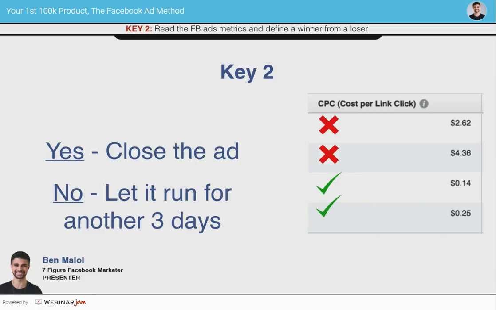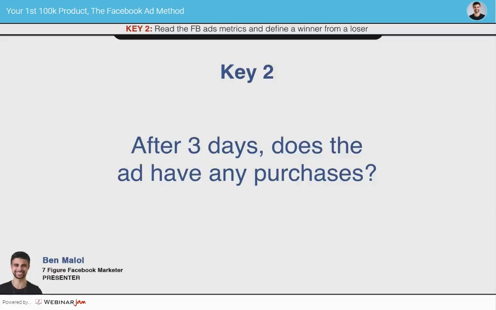So you see we're gonna shut off the 2 top ads, the one that is $2.62 and the one that is $4.36. We're gonna shut them off. And we're gonna let the ones that are less than $1 run for another 3 days. Okay, so we already shut down 2 ads. We already know that those are not winners. Those are losers. So now we're gonna filter that out. Now we have 2 more left. Now these aren't winners just yet. They are potential winners because they have a very low link click cost, but they aren't winners just yet. So you're gonna let them keep running.